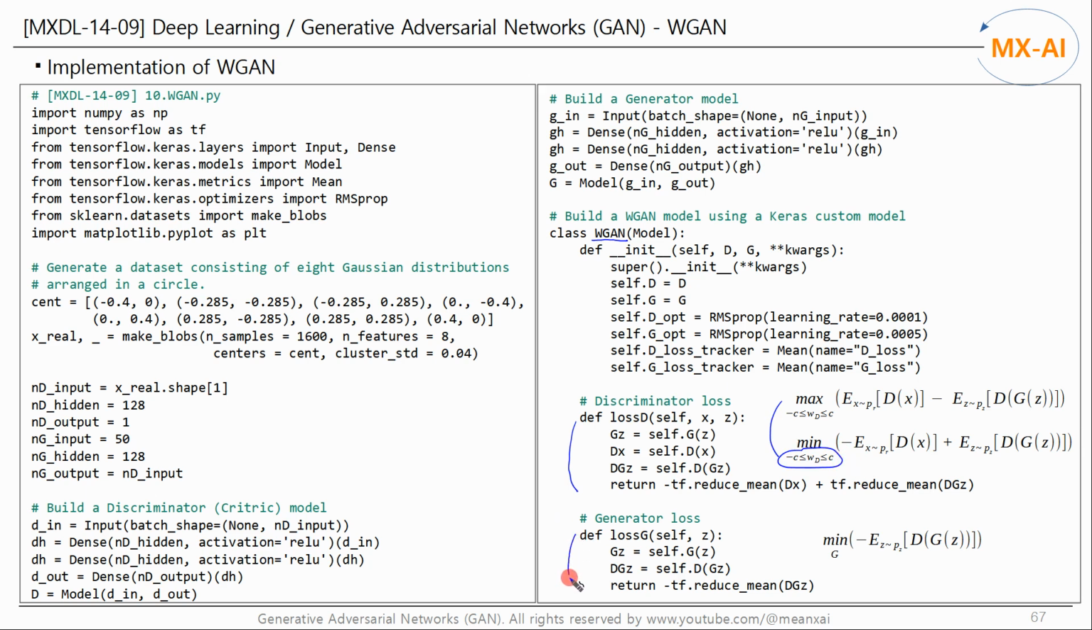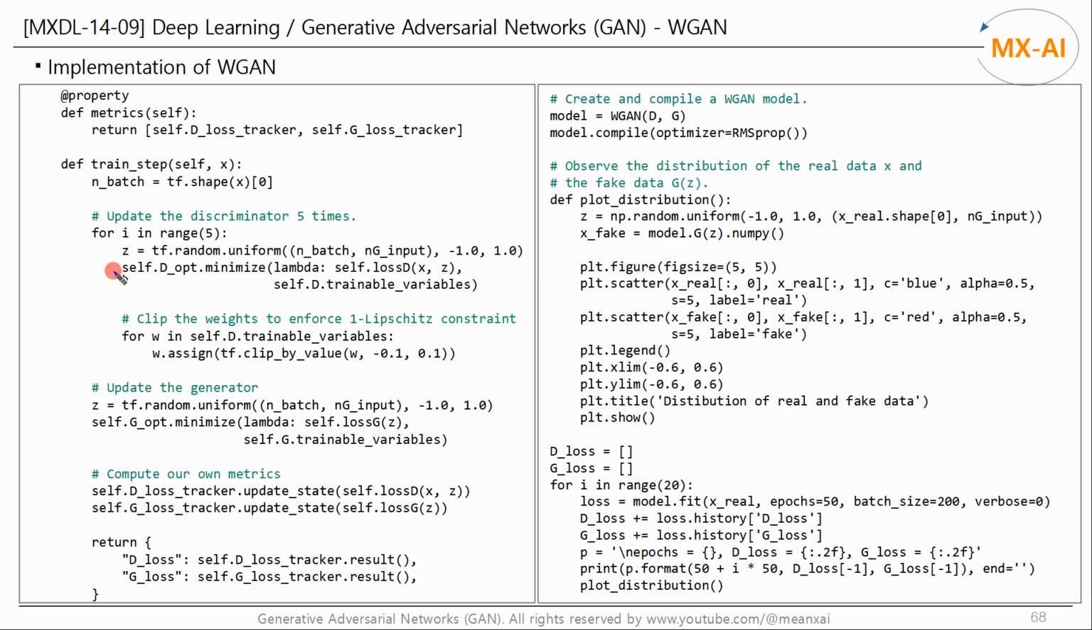And the loss function of the generator has been changed as follows. This is to minimize the Wasserstein 1 distance. Update the discriminator 5 times. We clip the weights to enforce 1 Lipschitz constraint. And update the generator. The rest of the code is identical to the previous code.